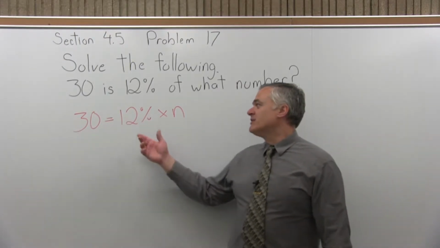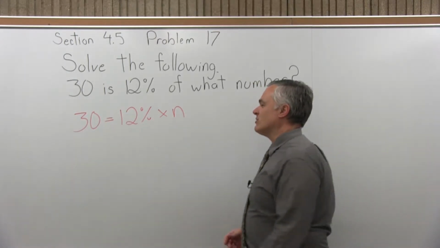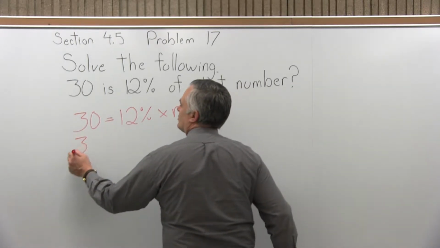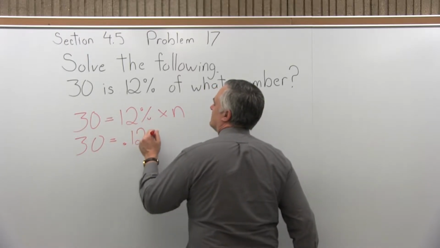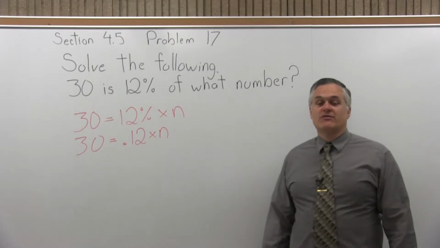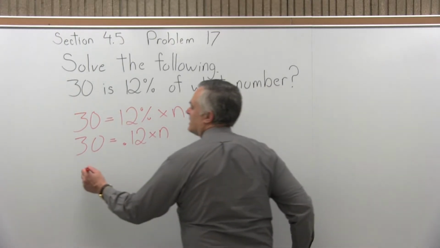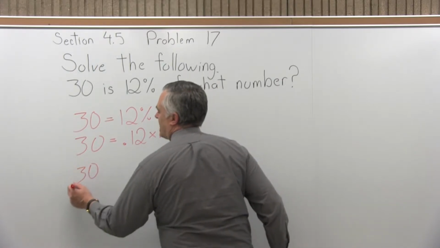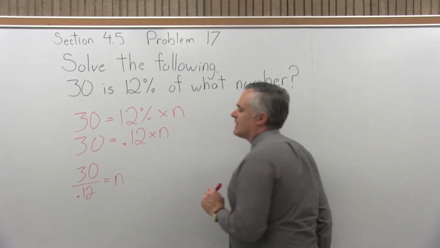But to actually solve it, instead of 12%, I would prefer to have its decimal equivalent of 0.12. So 30 equals 0.12 times n. Now, to solve for n, what you really have to do is divide by the 0.12. So you would have 30 divided by 0.12 equals n.